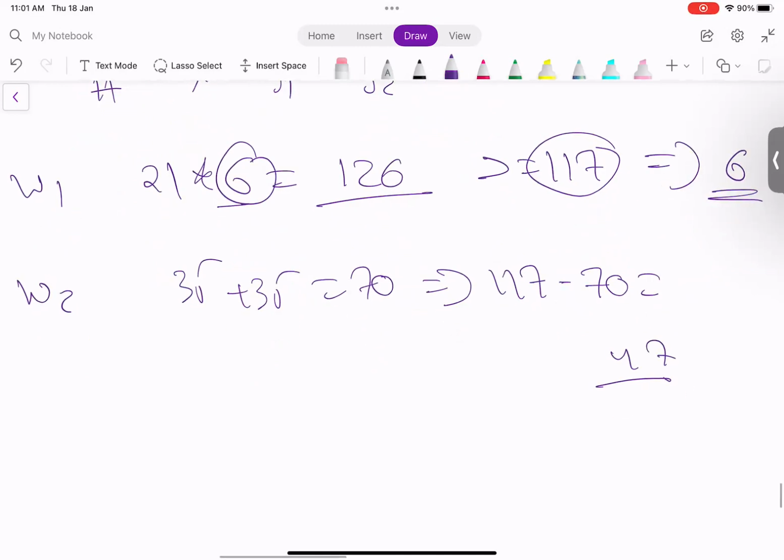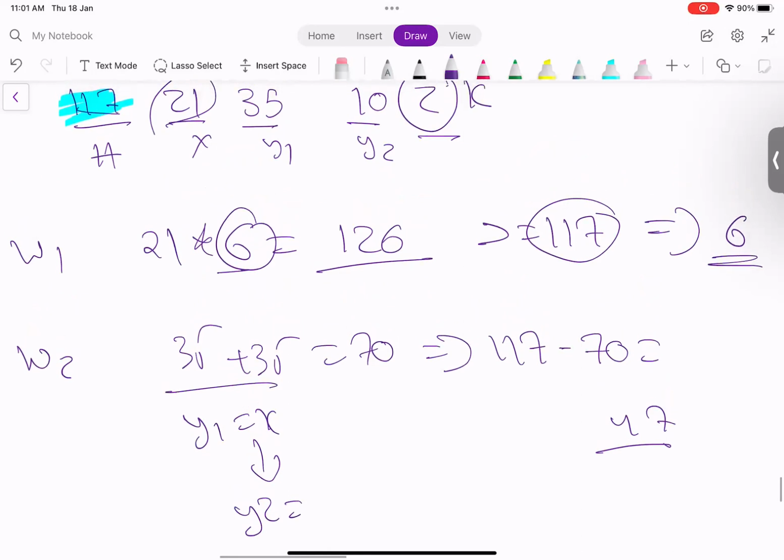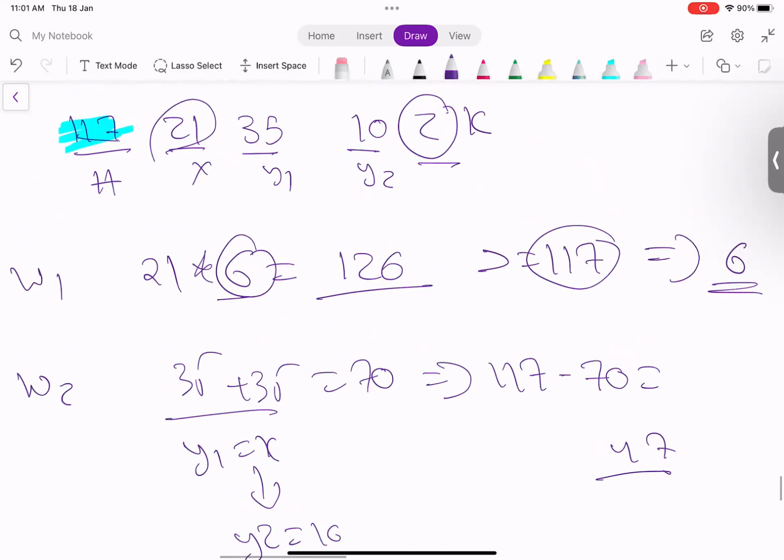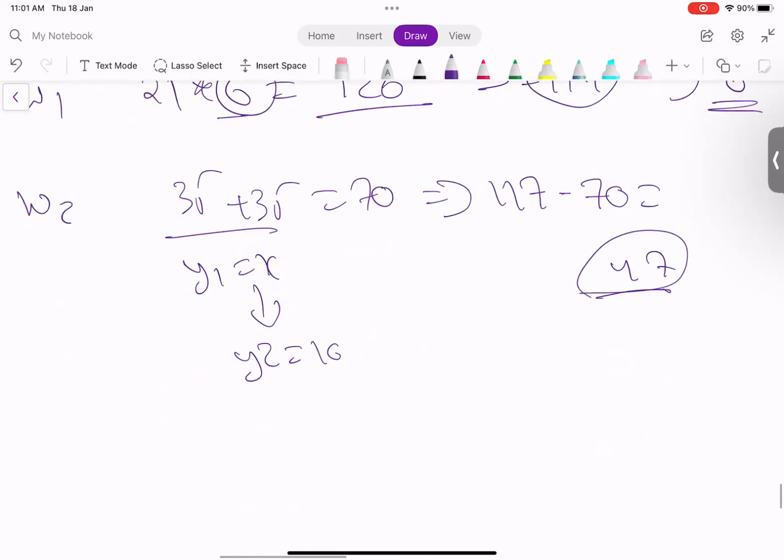But now, as we use y1 k times, the damage reduces down to y2. And y2 damage is 10, as we saw. Now to deal 47 damage, you might say we will require 5 more rounds. So in total, we use 2 here and 5 here, total 7.